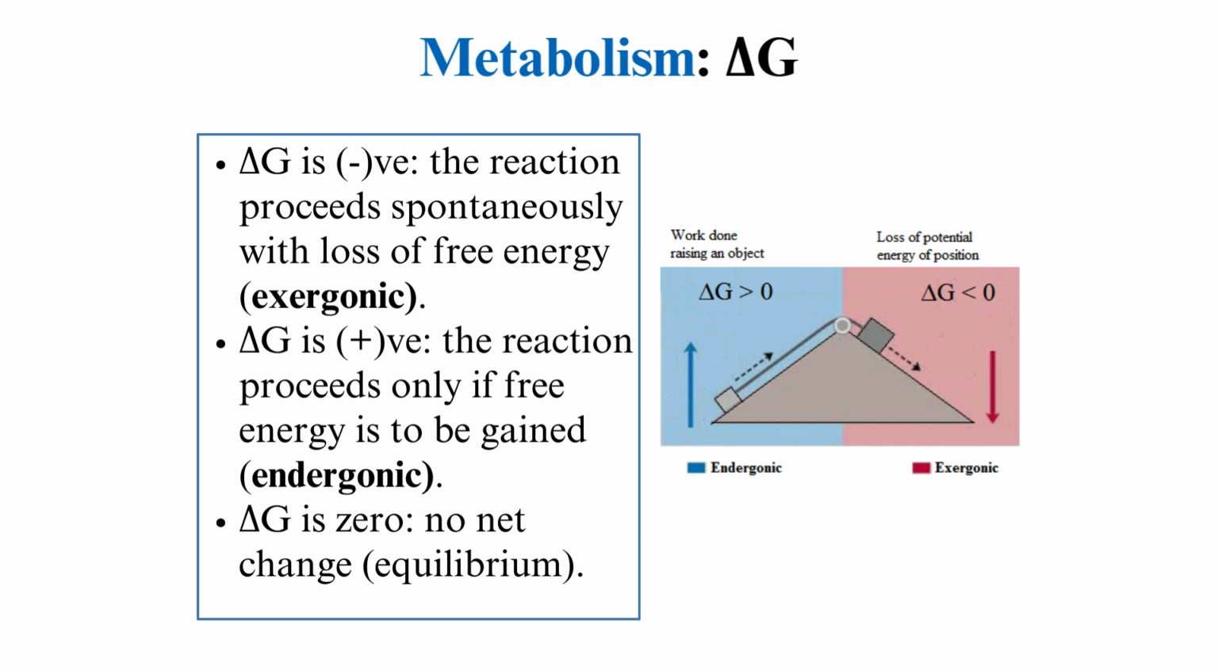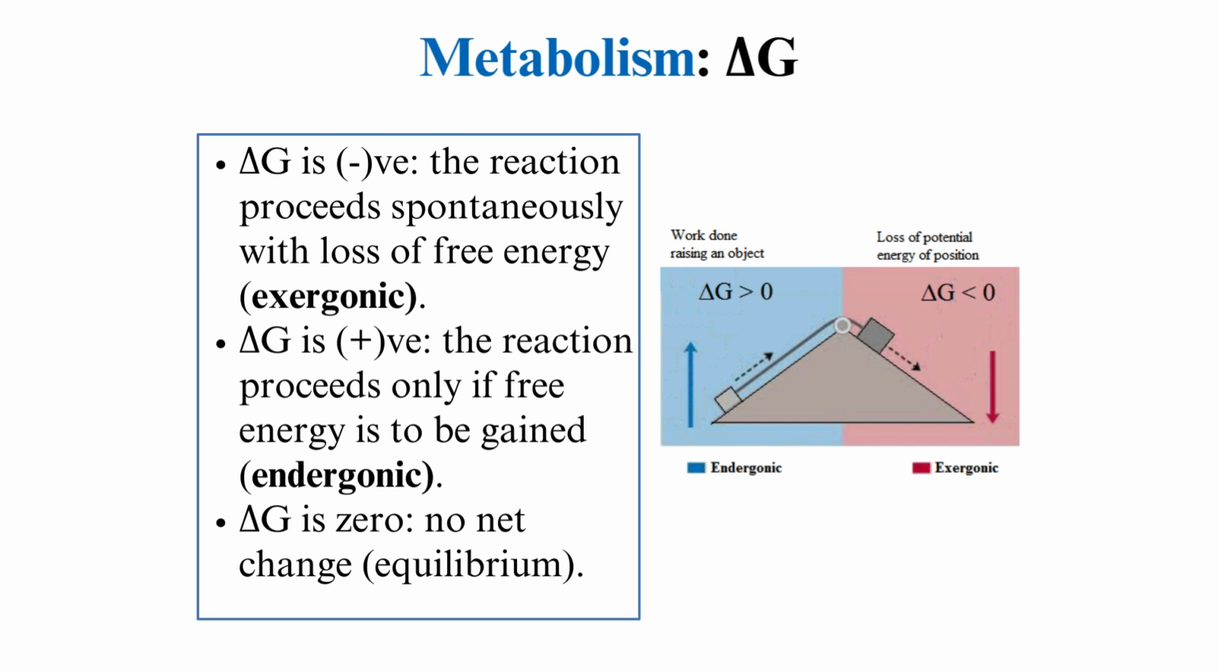You remember delta G from your enzyme course. When delta G is negative, that means the reaction will proceed spontaneously, like this one here. When it is less than 0, it will proceed spontaneously with loss of energy. It will be exergonic. If delta G is positive, that means the reaction proceeds only if free energy is gained. That is like going uphill.